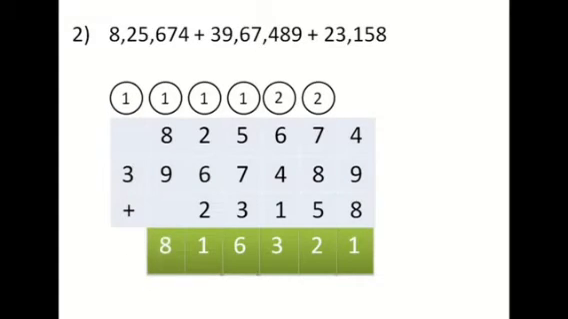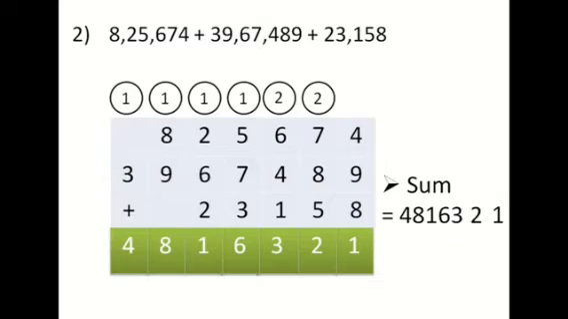Now 1 plus 3 is 4. So the sum is complete. You can write down the final answer. It is 48,16,321.